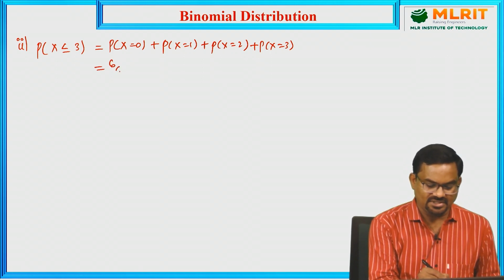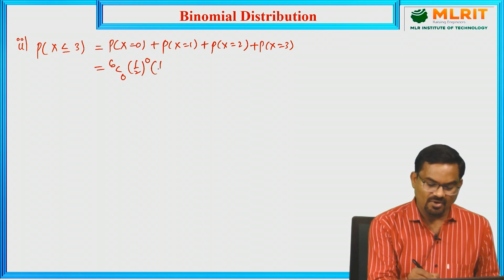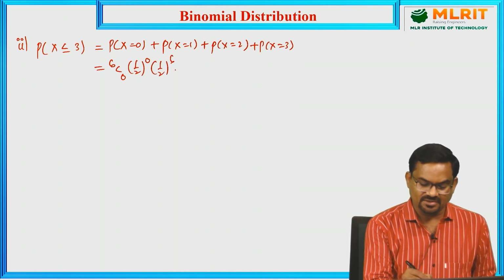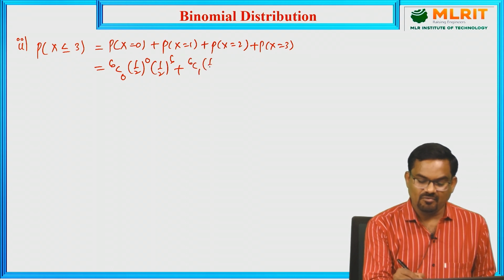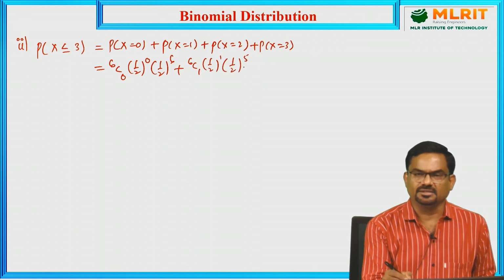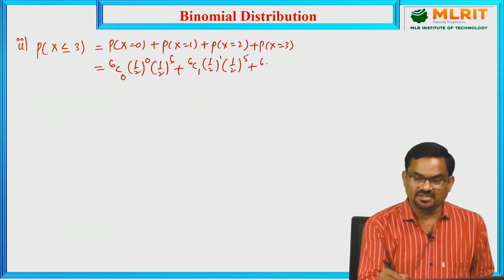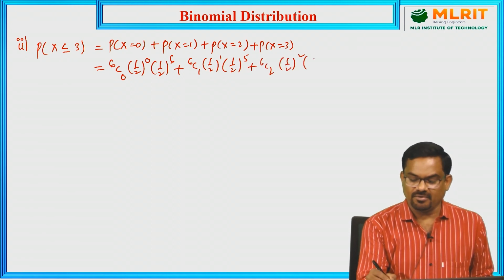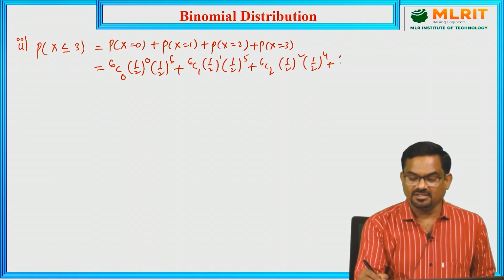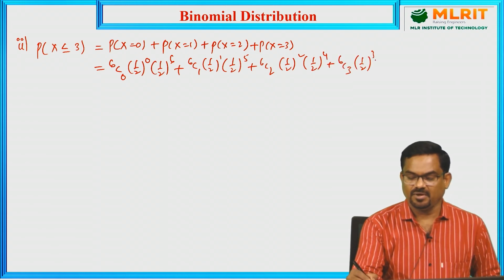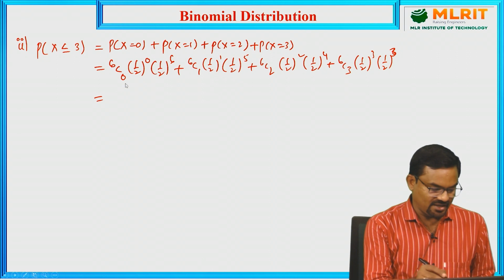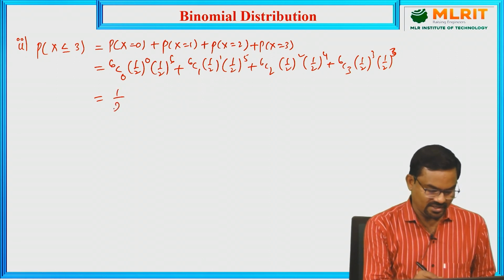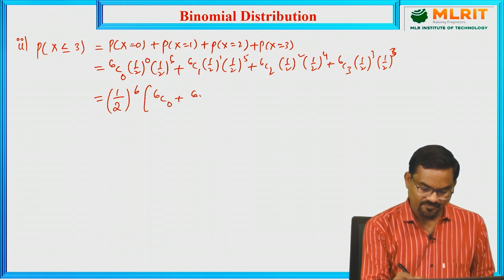So, 6C0, 1 by 2 power 0, 1 by 2 power 6, since n equal to 6. Next, 1 success, 6C1, 1 by 2 power 1, 1 by 2 power 5, n minus 1, 6 minus 1 is 5. 6C2, 1 by 2 whole square, 1 by 2 power 6 minus 2 is 4, and similarly 6C3, half power 3, half power 6 minus 3, that is 3. So, if you calculate all these values, simply here we can take 1 by 2 power 6 common. So, 6C0 plus 6C1 plus 6C2 plus 6C3.